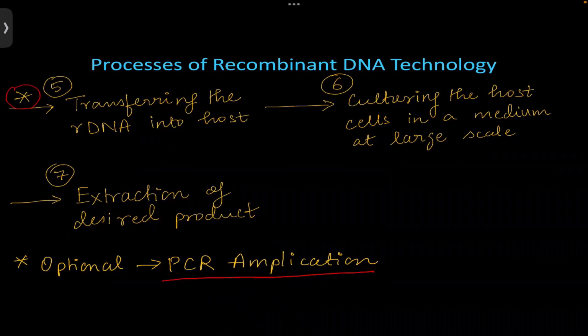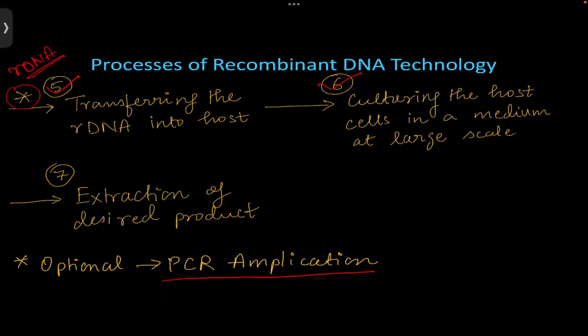Now the fifth step is after you have made your recombinant DNA. So here the recombinant DNA is ready. You will now insert or transfer it into your host. After doing that, your host cells will be selected using selectable markers, meaning you have to select out the transformants from non-transformants. Then you have to select out the recombinants from non-recombinants. After you have done that, you will culture only the recombinant host cells in a media on a large scale. Why?